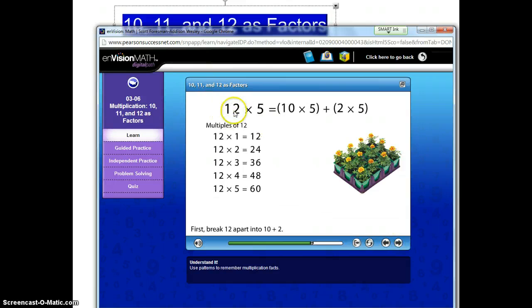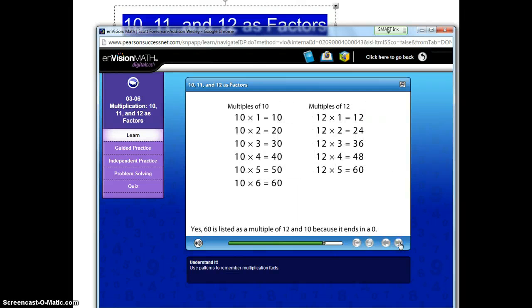So we could break apart the 12, and that's what I'm going to show you in just a minute. We're going to break apart the 12 into a 10 and a 2. Remember how we've done it all these other days. The 5 stays the same. I'm going to break apart the 12 into a 10 and a 2. So 10 times 5 and then a 2 times 5. And then I would add those together, and I got 60.